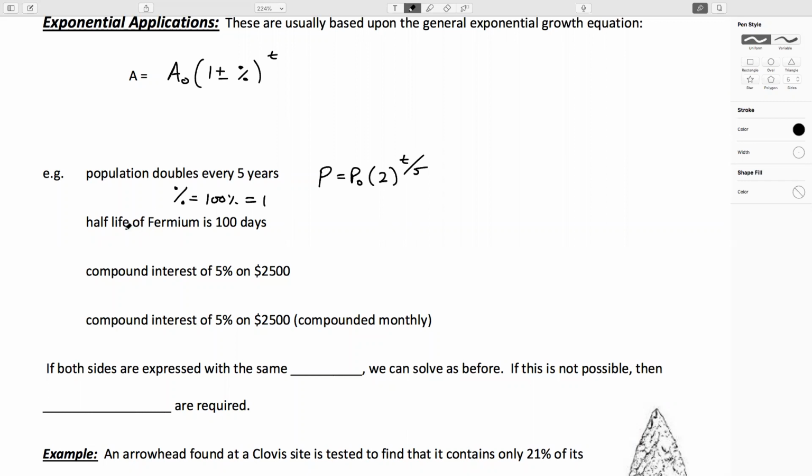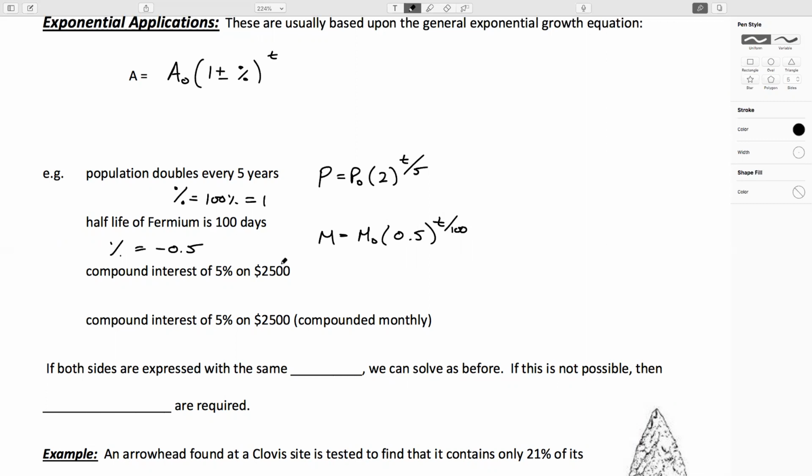In this case, the half-life of fermium is 100 days, so this is a half-life problem. In this question, your percentage is going to be negative 0.5 or 50%. So half-life: m equals m naught times 0.5 to the power t over 100. And I'm dividing by 100 because we have a 100-day half-life.